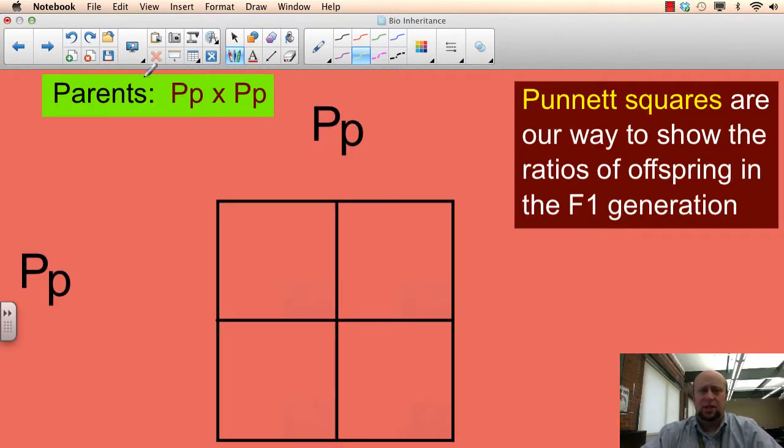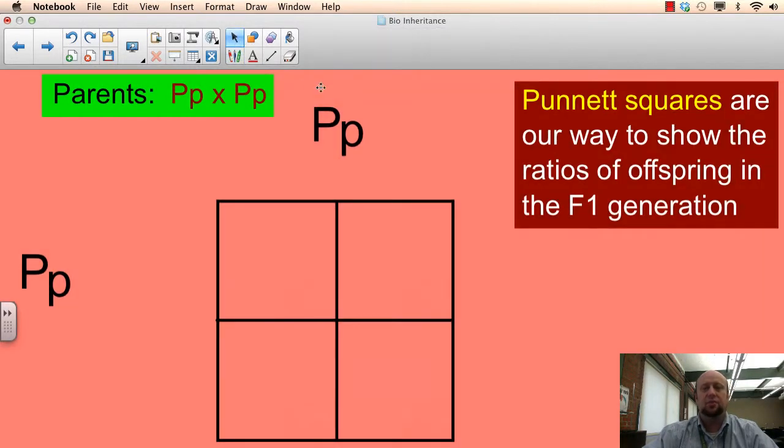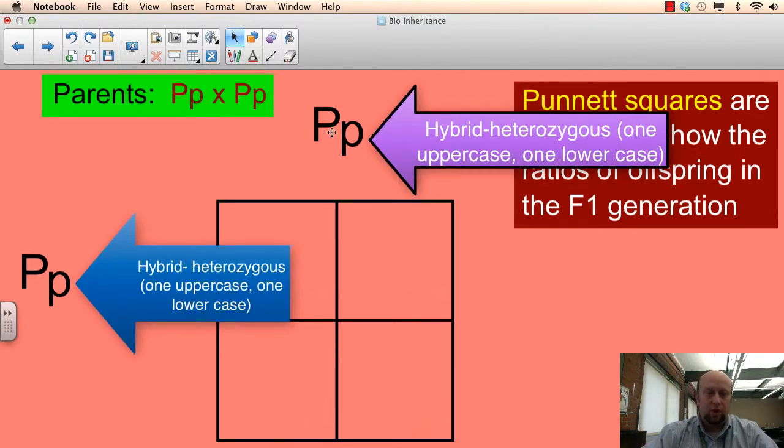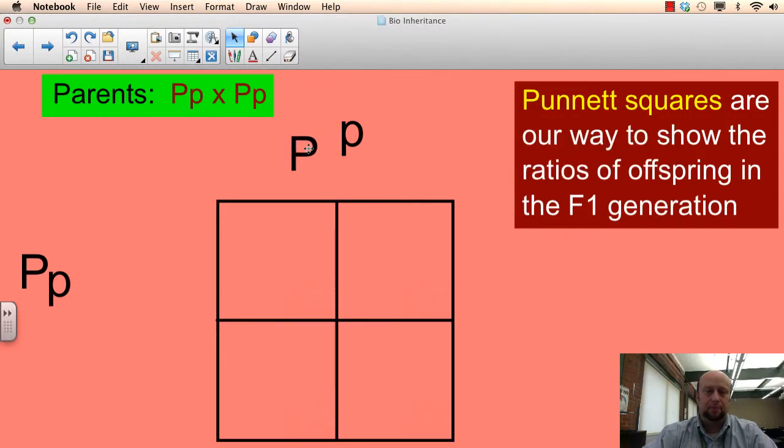Now, what does that mean? We said that there was a term called segregation. So what does that whole segregation thing mean? This is what it means. If we've got two hybrid parents, hybrid meaning heterozygous, so they each have a capital P and a lowercase p, then when we cross them, what happens is that the letters actually split up. One gamete gets an uppercase P, another gamete gets a lowercase p. So let's say that's one parent, and then the second parent, the same thing happens.